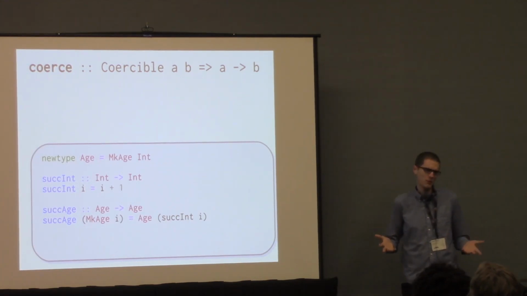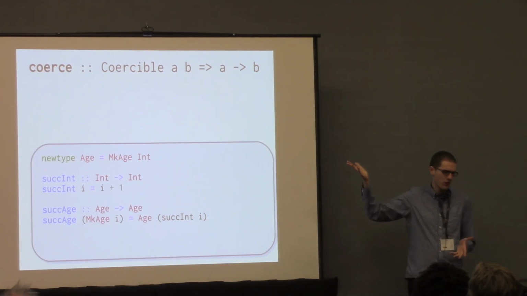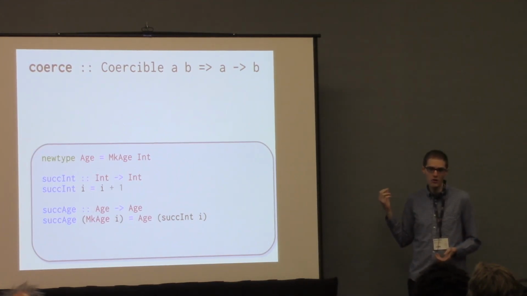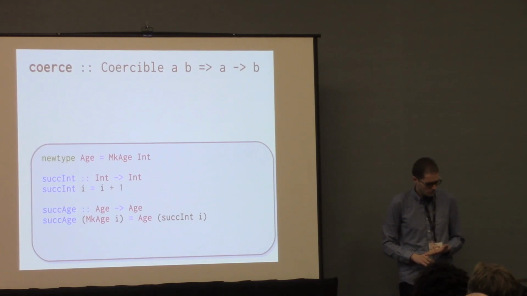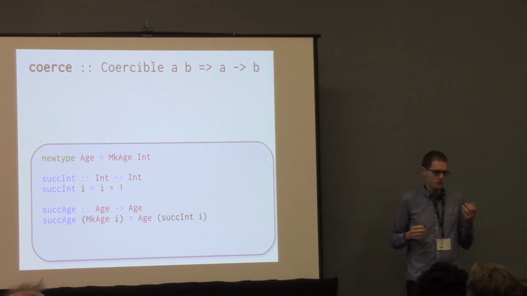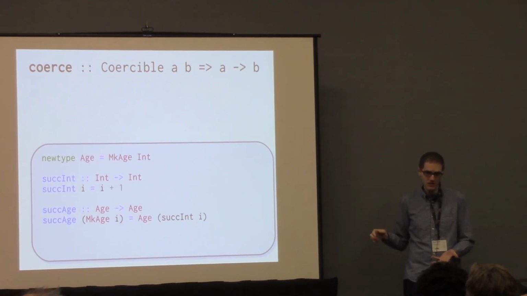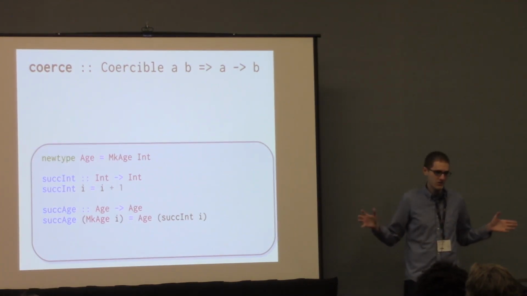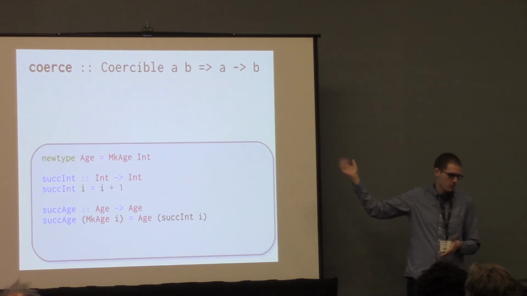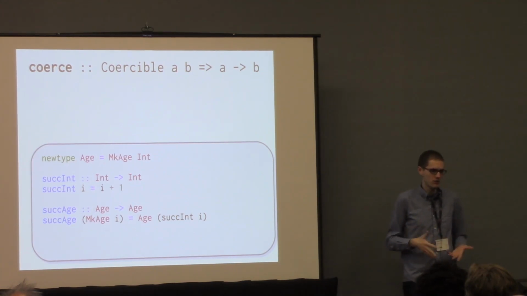So here's an example of where you might want to reach for coerce. Returning back to the Age example, suppose you define a successor function over both Ints and Ages. The successor of Int is very straightforward. You just add one to the argument. And then for successor of Age, what you first do is you unpack the newtype constructor, extract the underlying Int, take the successor of that, and then package it back up with Age again. So this is one way to implement it, but it's a little bit tedious because you have to use these Age newtype constructors in various spots.